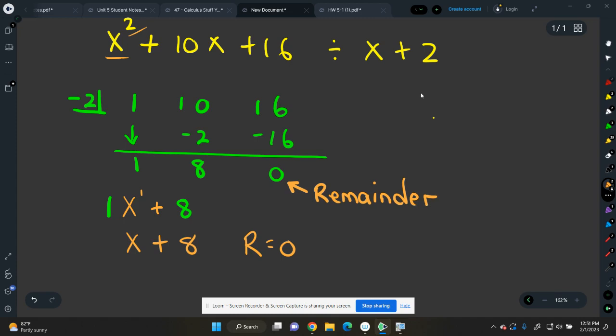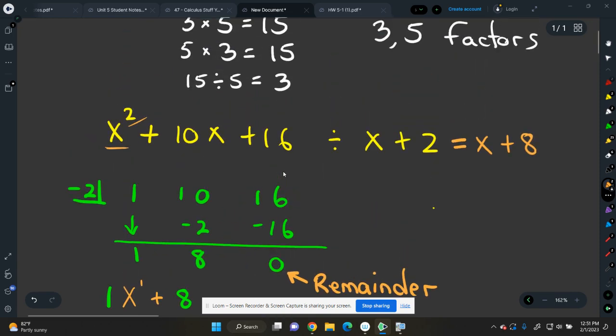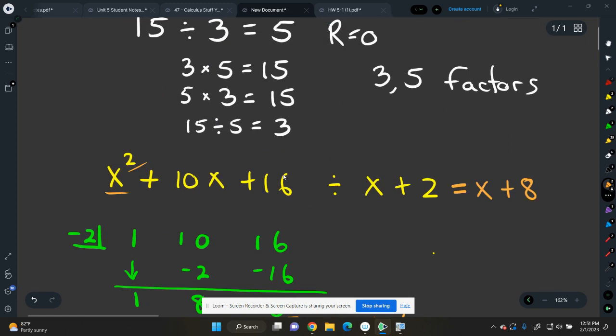So we did the division using synthetic division. Now let's figure out what that's actually telling us. It tells us that x squared plus 10x plus 16 divided by x plus 2 equals x plus 8. Okay, let me say it again. We did the synthetic division. That tells us that x squared plus 10x plus 16 divided by x plus 2 equals x plus 8.